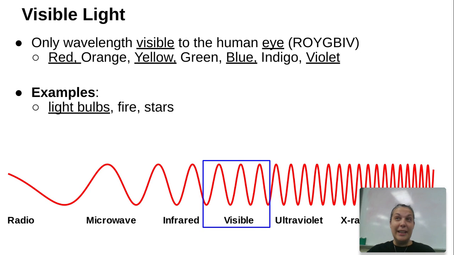Light bulbs give off visible light. We can see the light that's being emitted. Fire, we can see the light from the fire. And stars, we can see stars in the sky because of the visible light that they are giving off.